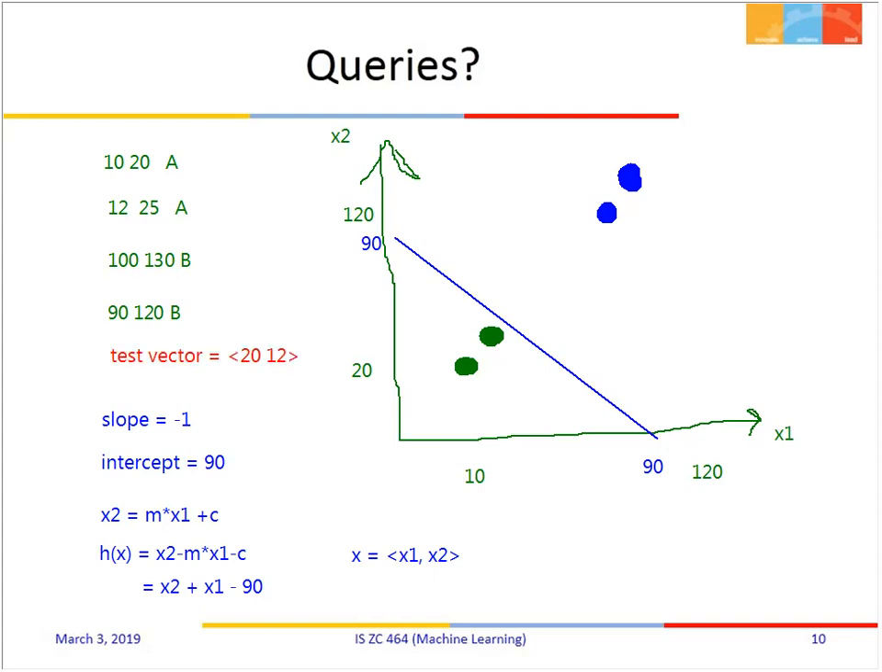If it is 20, 12 with a comma in between, because I am taking x1 and x2. So where will it lie? 20 and 12 will lie somewhere here. And you can understand that this point, which is the test feature vector, should belong to class A. How does it belong to class A? Then what are we going to do?